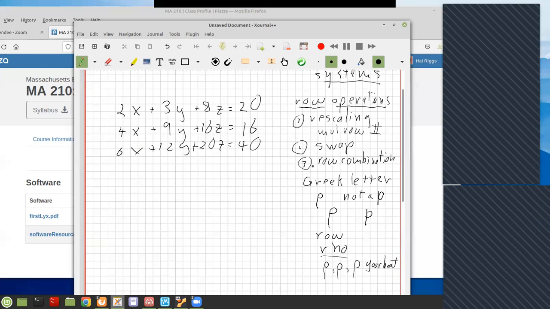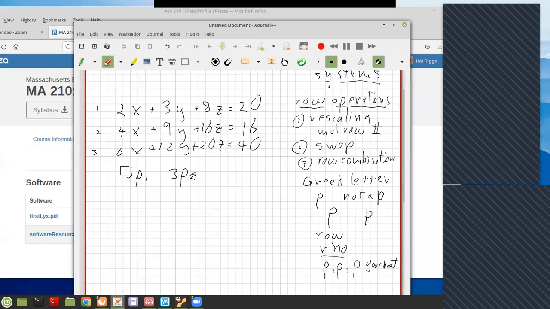So the notation is this: involving rho. For a given linear system, there's three rows: 1, 2, and 3. Let's say we wanted to multiply row 1 by 5, we would say 5 rho 1. That's our notation. This means multiply row 1 by 5. This would mean multiply row 2 by 3.